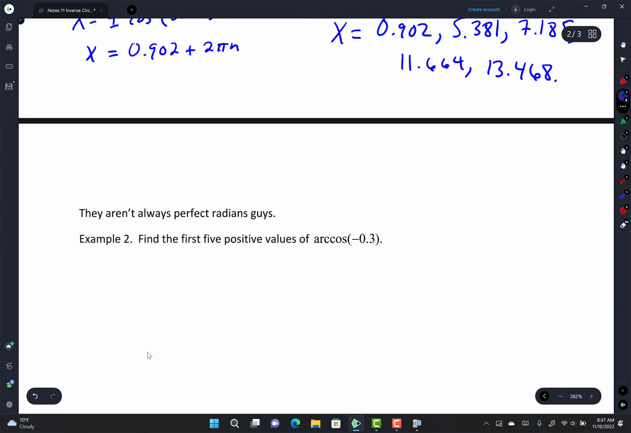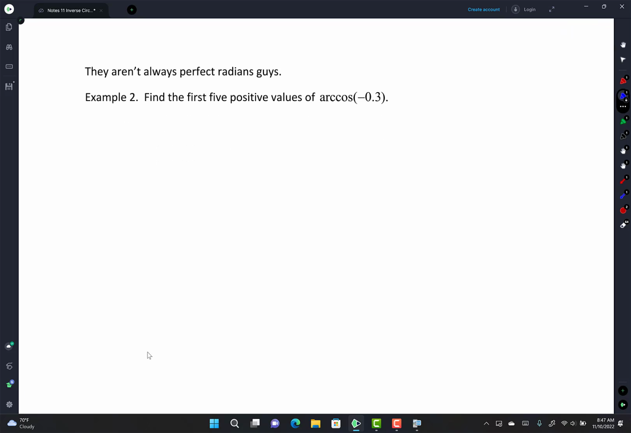Okay. All right, guys. We're doing the same thing. We're going to go slow or medium speed because now we've got some experience. And then I'm going to show you something super cool, in case you don't know how to do it this way. Okay, it says find the first 5 positive values of arc cosine negative 0.3.